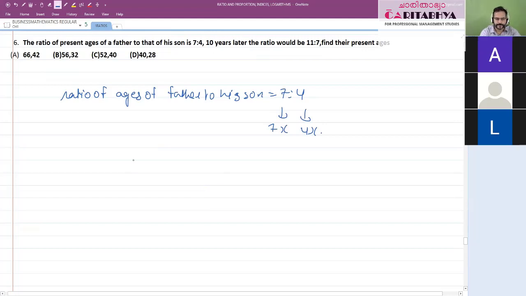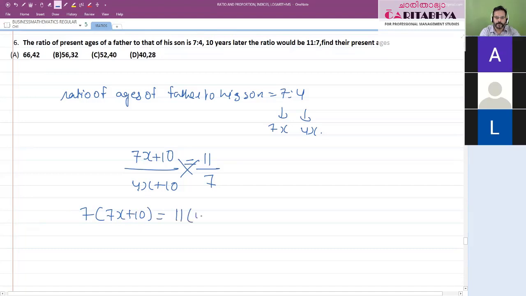After 10 years, father will be 7x plus 10, son will be 4x plus 10. After 10 years, the ratio would be 11:7. That means 11 by 7, cross multiply. 7 into 7x plus 10 equal to 11 into 4x plus 10. So simplify and compute the value of x.